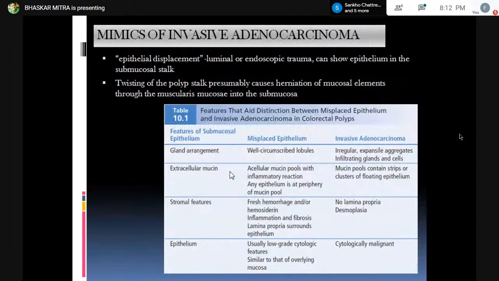First of all, are we calling a benign lesion a carcinoma? There may be epithelial displacement, or luminal or endoscopic trauma can show epithelium in the submucosal stroma. Then we may erroneously call it invasive adenocarcinoma. There may be twisting of the polyp stalk causing herniation of the mucosal elements through the muscularis mucosae into the submucosa, just like this.